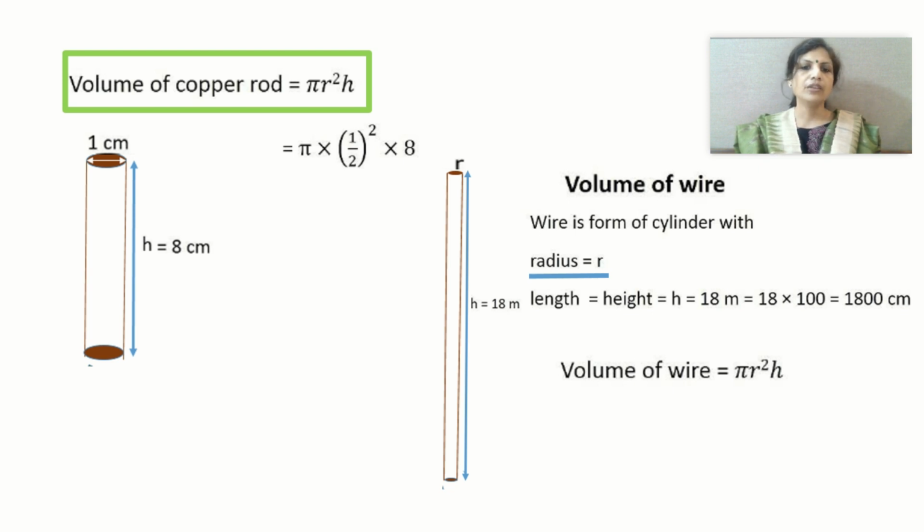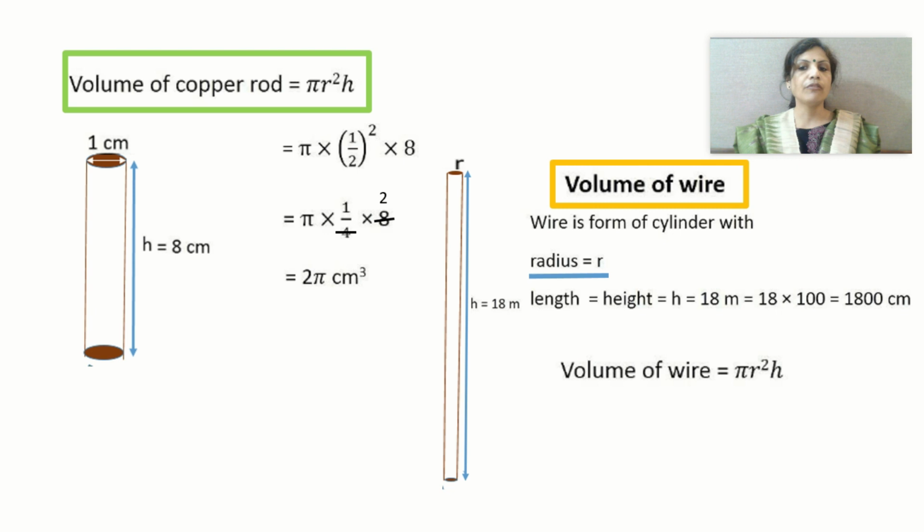So pi into 1 upon 4 into 8. You can cancel out this 4 and 8. So 4 twos are 8. So what we are left with is 2 pi centimeter cube. That is the volume of the rod. Alright, now let's find out volume of the wire.